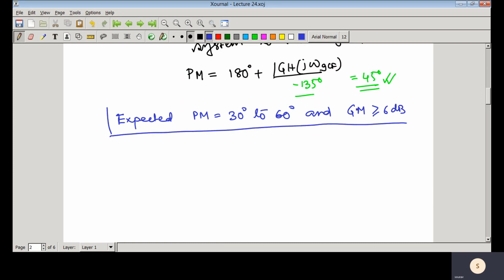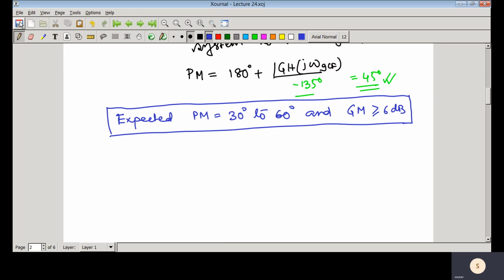You may ask from where we get this data. So later on you will see that if you can maintain this much gain margin and phase margin, then that system would be stable, as well as robustly stable in some cases, and the performance also would be satisfactory. So you should keep remembering these two data. That means the expected gain margin and phase margin.